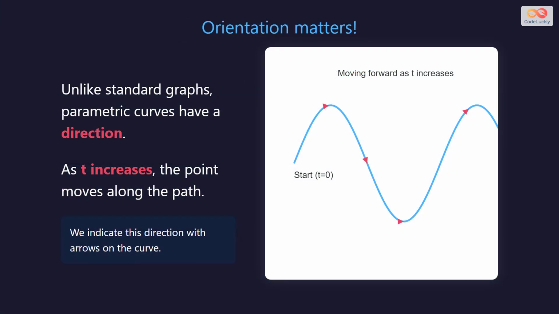One unique feature of parametric curves is orientation. Because t increases like time, the curve has a specific direction of motion. We indicate this direction using arrows on the curve, showing which way the point moves as t gets larger.